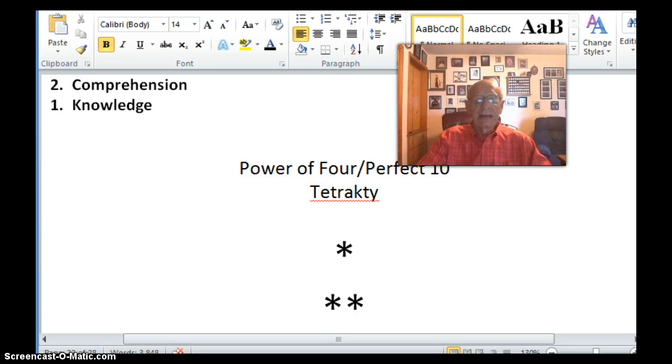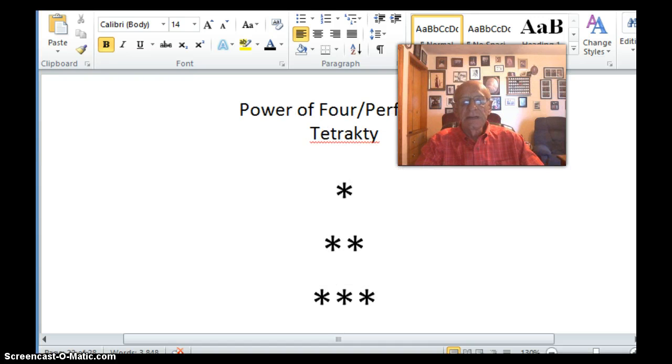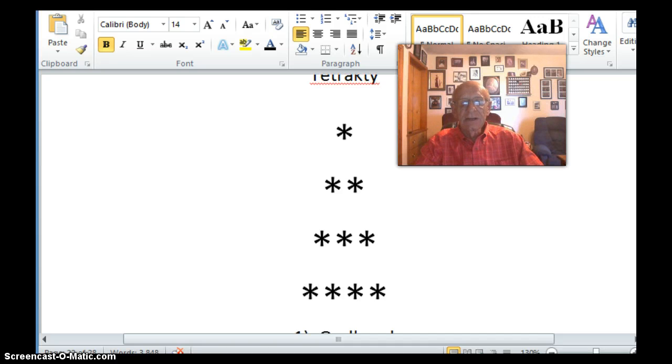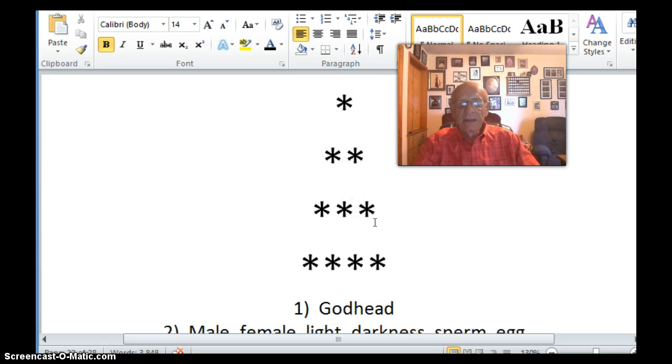Now, I have a tetrarchy here, and I have it on the screen at once. There are 10 items here. If you look, you recognize that this is the position that the pins are in. What this does is represent a life. Now, we have the 1 up on top. That can represent the Godhead.